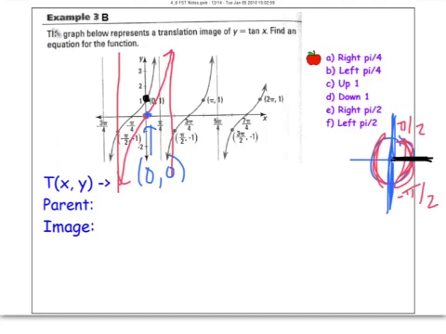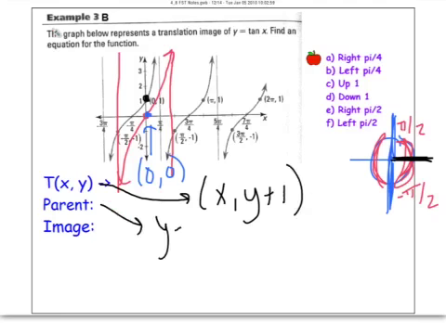So it's going to be the translation rule that I would write. Let's extend it out here. Nothing to the x, but the y is just going to be plus 1. The parent function is y equals the tangent of x. To make this equation do that, all we need to do is take the y and subtract 1 from it, and then clean up the equation.